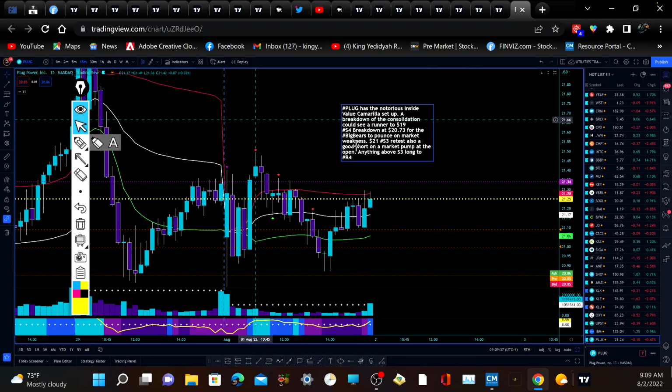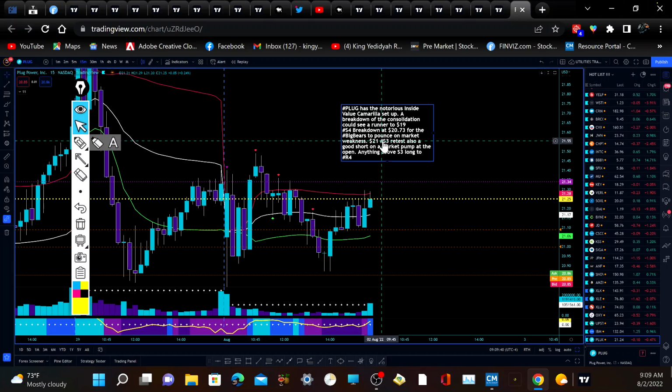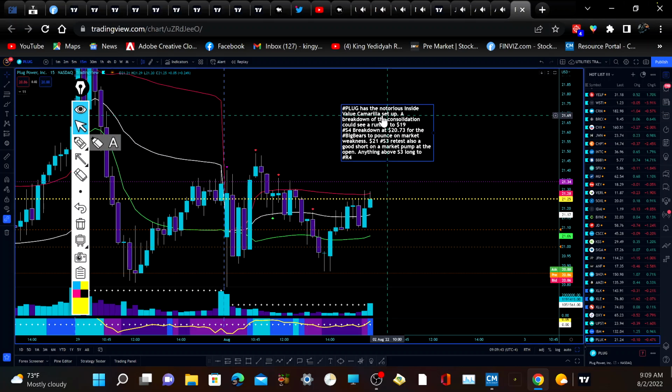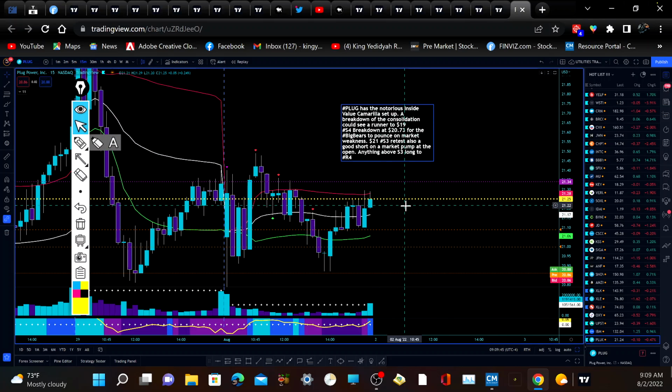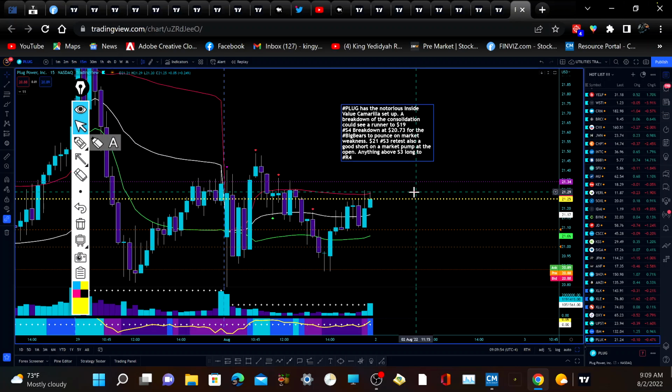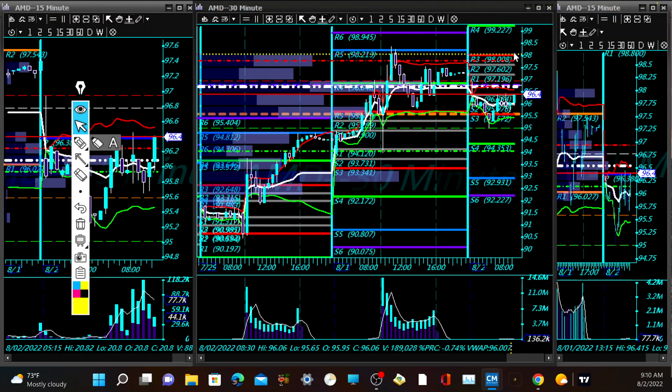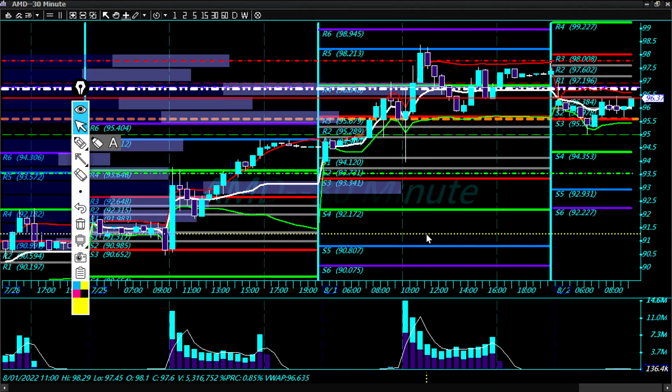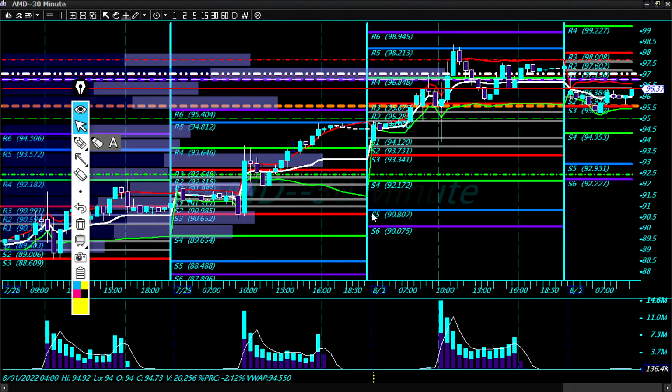All right. So plug has the notorious inside value Camarilla relationship setup. A breakdown of the consolidation could see a run at 19, S4 breakdown at 2073 for the big bears to pounce on the market weakness. 21 S3 retest, also a good short on a market pump at the open. Anything above S3 long to R4, right? So let's see what that's looking like on the chart, right? Let's go to plug.